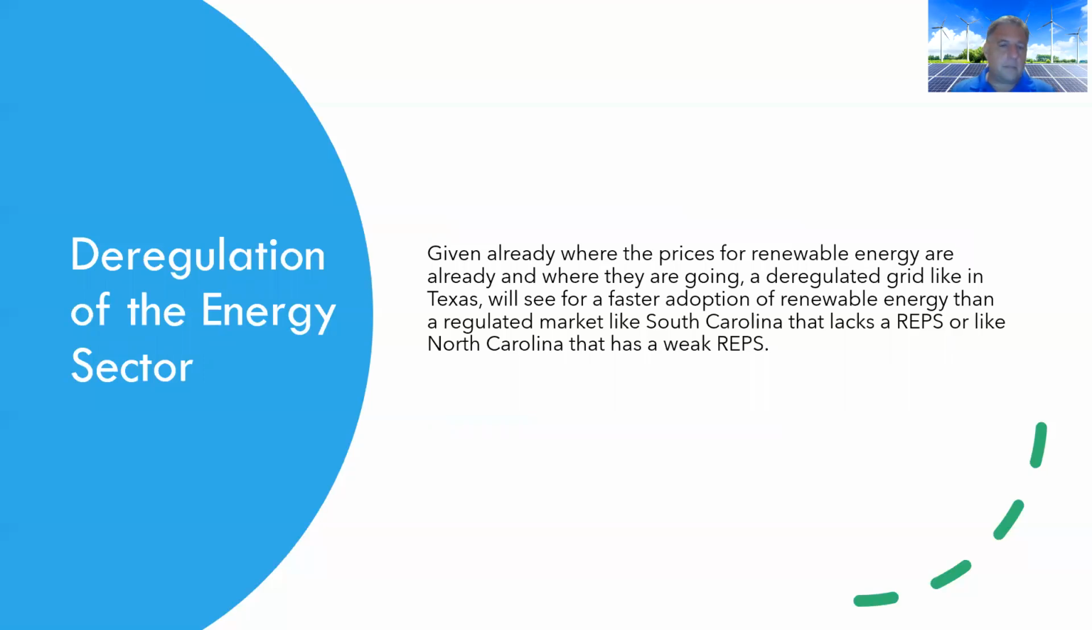Deregulation would be very good especially for the Southeast, where most states, like South Carolina, have no RPS, or, like North Carolina, have a very weak RPS. You could debate which is going to get to 100% renewables faster, Texas or California, but in the Southeast, where we're not moving very fast, a deregulated energy market, something that should appeal to conservatives, would be one of the fastest ways to green our grid.